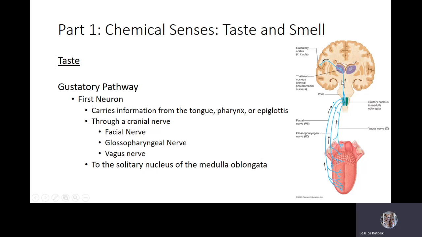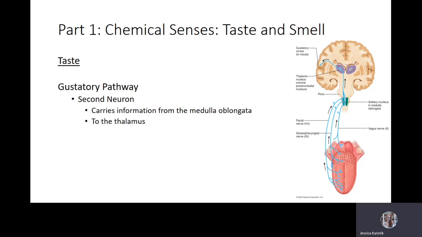So the sensory neurons are going to be located in either the facial nerve, the glossopharyngeal nerve, or the vagus nerve. And all of these will be carried to the medulla oblongata. It will be carried to a specific location in the medulla oblongata that is associated with taste, called the solitary nucleus. So it'll go there. And it will synapse with the second neuron. The second neuron is going to carry information from the medulla oblongata up to the thalamus.